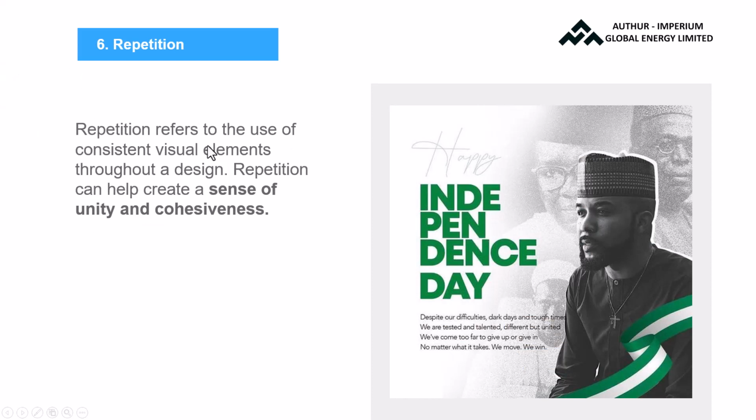The next one is repetition. Repetition refers to use of consistent visual elements throughout a design. Repetition can help create a sense of unity and cohesiveness. So repetition just means if you're using green, white, and black color, use it throughout your design. If you're using a particular type of font, use it throughout your design. Repetition can also mean repeating some design elements in your design. So that is repetition.